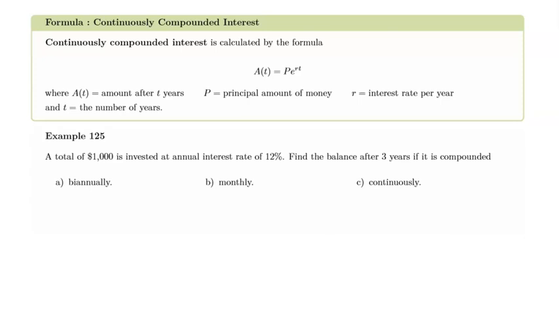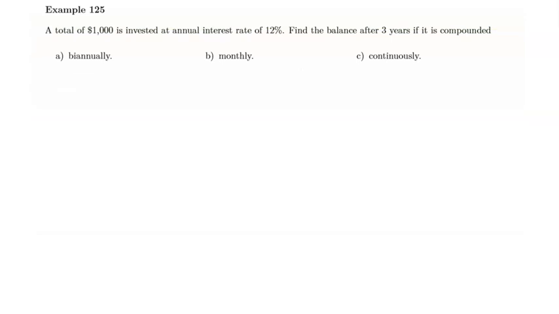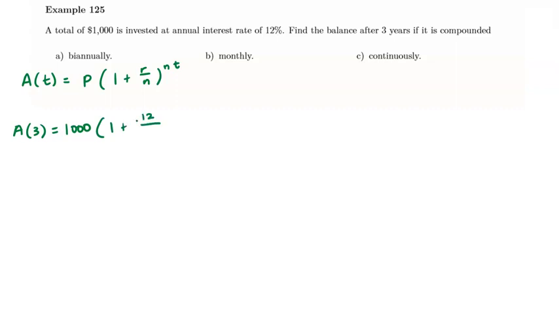Let's go ahead and start off with biannually, which means twice per year. For parts A and B, we are actually going to be using a different formula than the one that we just saw. It's going to be A(t) equals P times (1 plus r over n) to the power of n times t. And here we want to evaluate A(3) because we are plugging in 3 years into our function. Our principal amount is $1,000 and our interest rate is 12%.